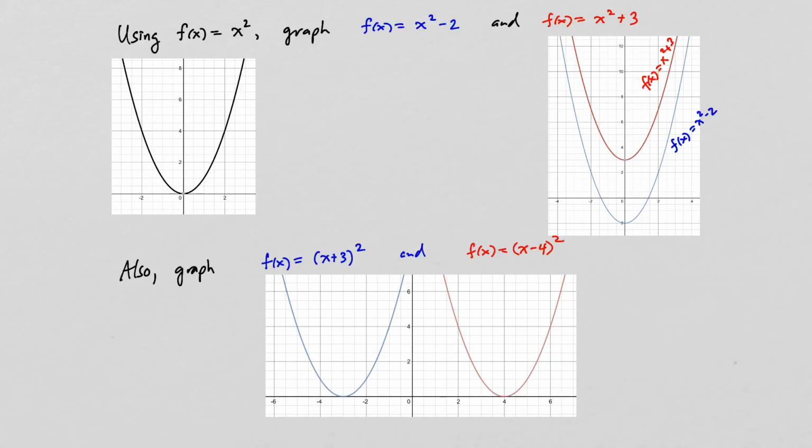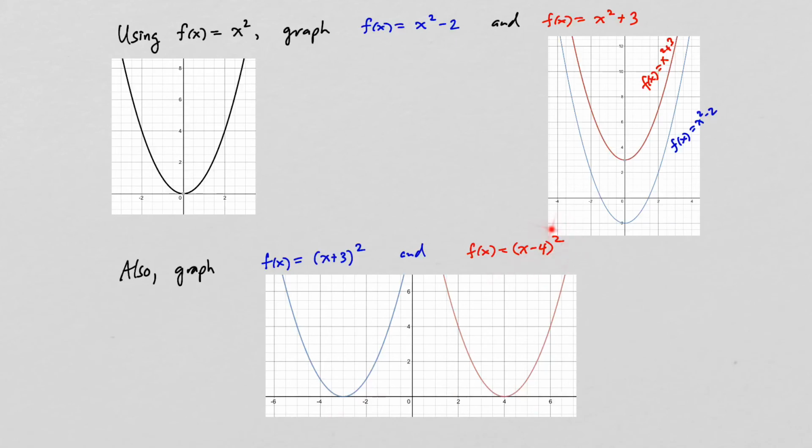Okay, so here it is. So what happened? (x + 3) quantity squared, this is our blue function. That's represented by this blue graph. Notice that it has been shifted 3 units to the left. Now, why does it move to the left? Because if x equals -3, -3 + 3 is 0. And so that's going to be your vertex point.